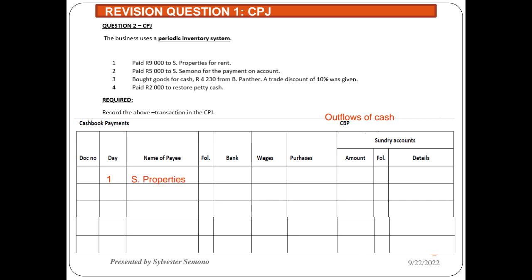And okay, take it to the next level. What do you think? Where must I go? Bank. Okay. The bank, but it's still okay because we don't have the analysis here. And then after bank, where do we go? Sundry account. What must I write there? Rent. Rent expense. Okay. And then 9,000 and amount.